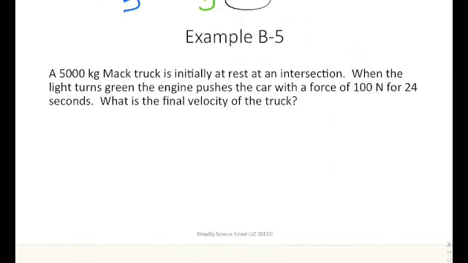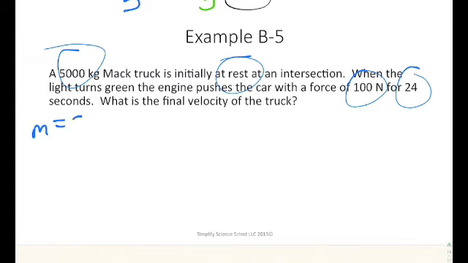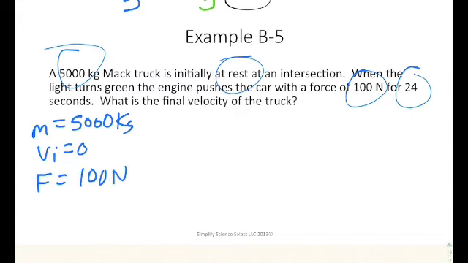In this last example, it says you have a 5,000 kilogram Mack truck that's initially at rest at an intersection. So we have a mass and we have at rest. It says when the light turns green, the engine pushes the car with a force of 100 newtons for 24 seconds. What is the final velocity of the truck? So we have the mass is 5,000, the initial velocity is 0, the force exerted on the car is 100 newtons, and the time is 24 seconds.